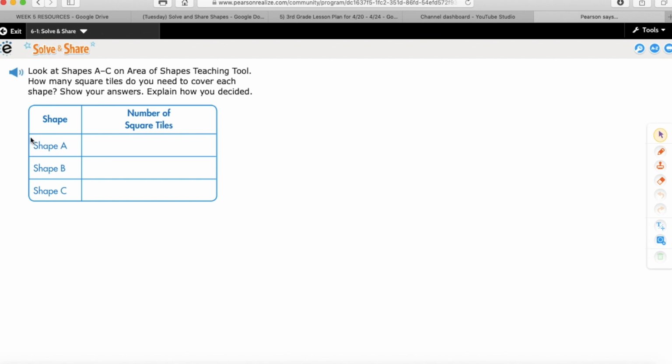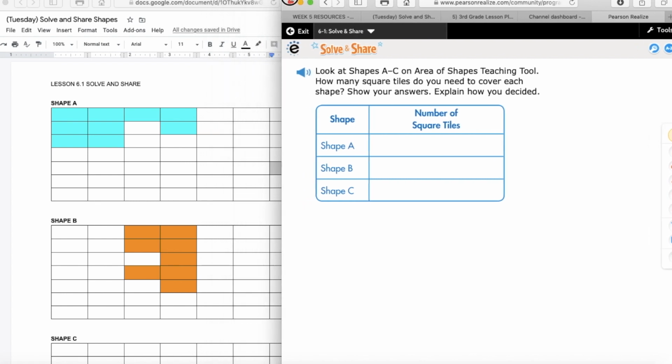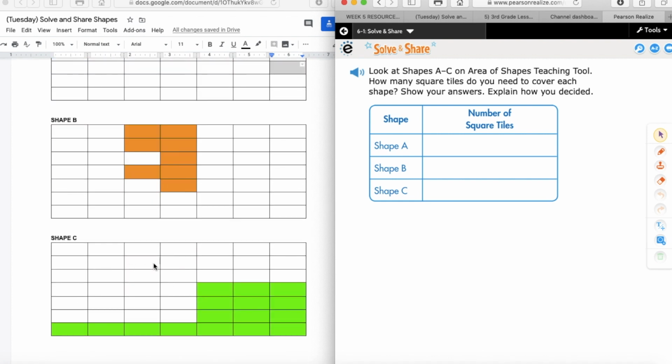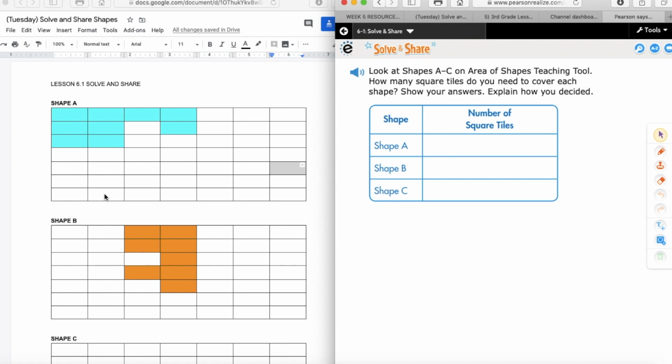So actually, in your book, you do not have shapes A through C on Area of Shapes teaching tool. I have that in the classroom. It was actually blocks that I had to give you guys. So I created a little sheet for you that will show you what the shapes were supposed to look like. So this is what shape A looks like, shape B, and then shape C. What they want you to do is count the number of squares that you see colored in for each shape, and then let me know what number of squares you got.